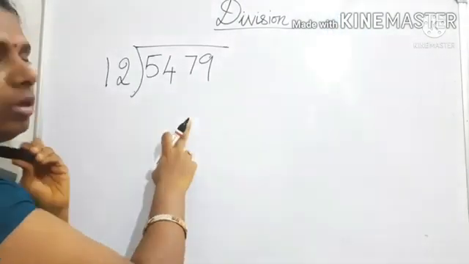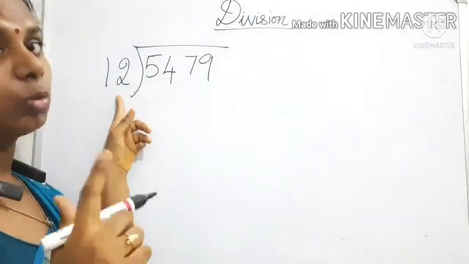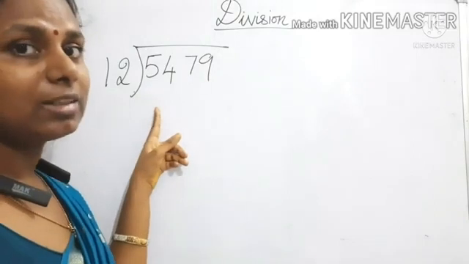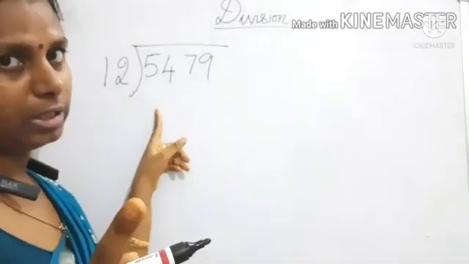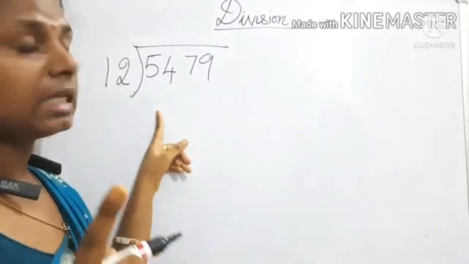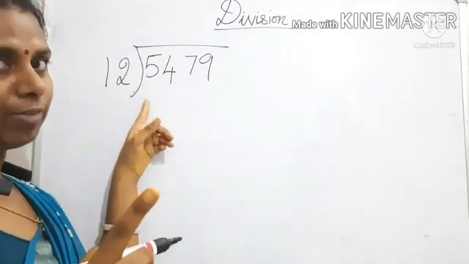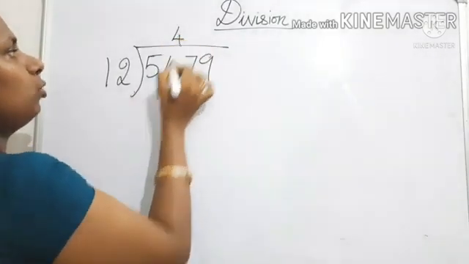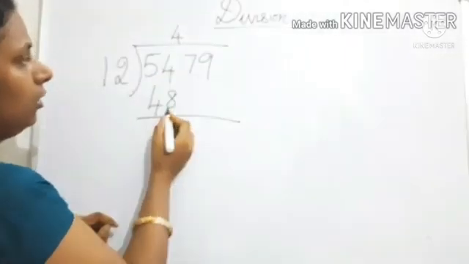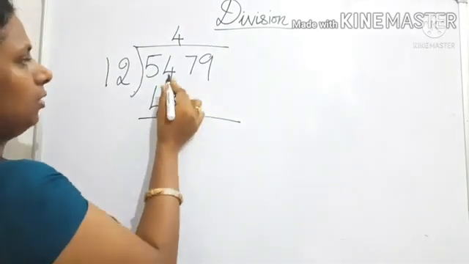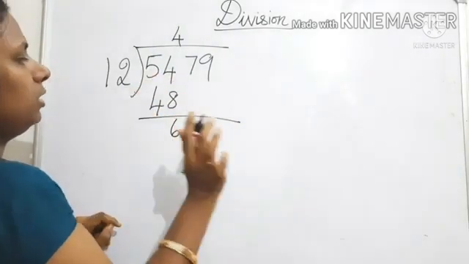Let us say the table of 12. 12 ones are 12. 12 twos are 24. 12 threes are 36. 12 fours are 48. 12 fives are 60. We cannot take 60 here, 60 is greater than 54. So let me take 12 fours are 48. Now what is remaining? 14 minus 8, what is that? 6. 4 minus 4, 0.